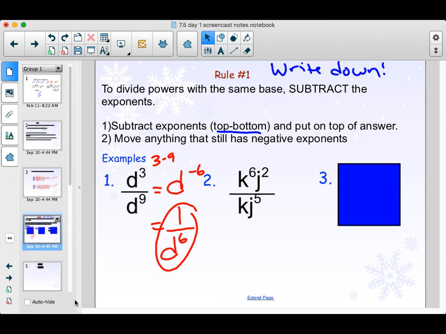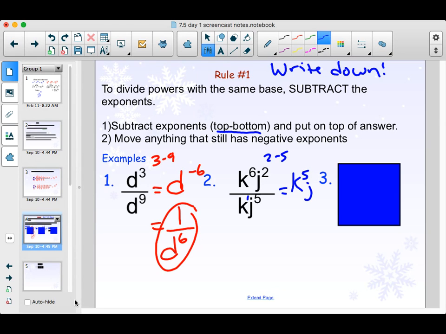Number 2, same idea, just look at the k's first. K is to the 6th on top and to the first on the bottom. 6 minus 1 gives you 5. But then 2 minus 5 for the j's gives me j to the negative 3rd. So I'd have to keep going. K to the 5th would stay on top. J to the 3rd would move to the bottom.